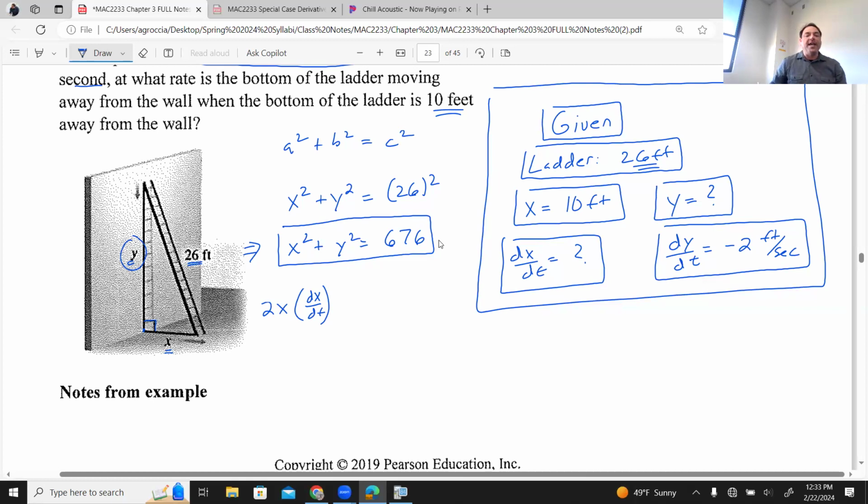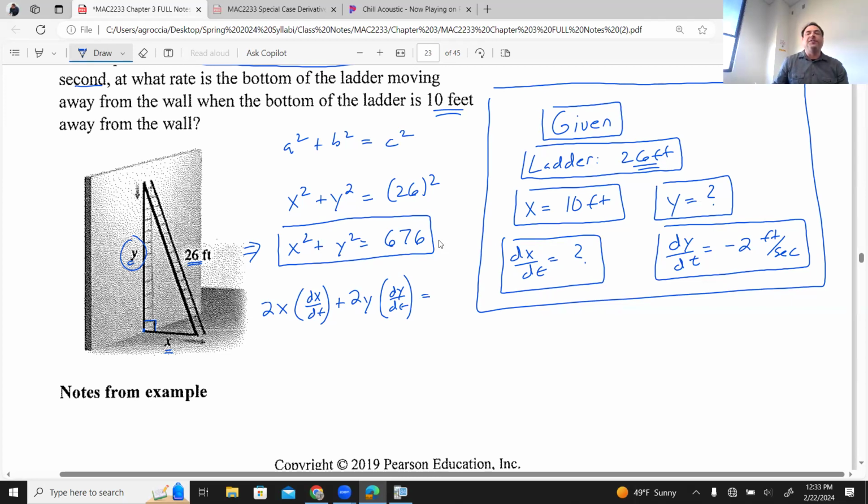Okay? Then plus, what's the derivative of y squared? 2y, but I'm going to have to put in dy over dt. I know it's a little weird, but we're taking the derivative of x with respect to time. It's a rate now. The derivative of distance is a rate.